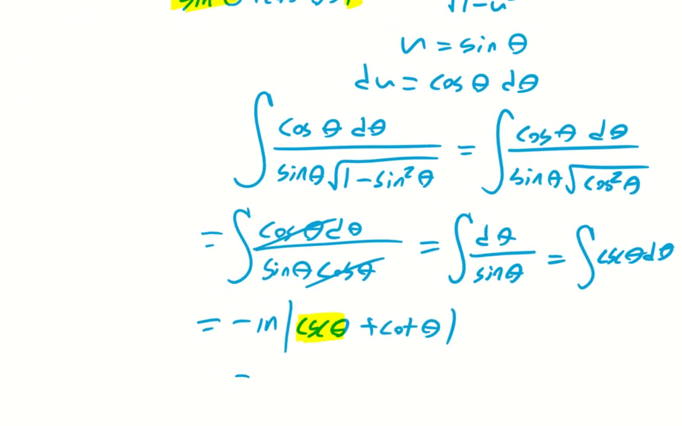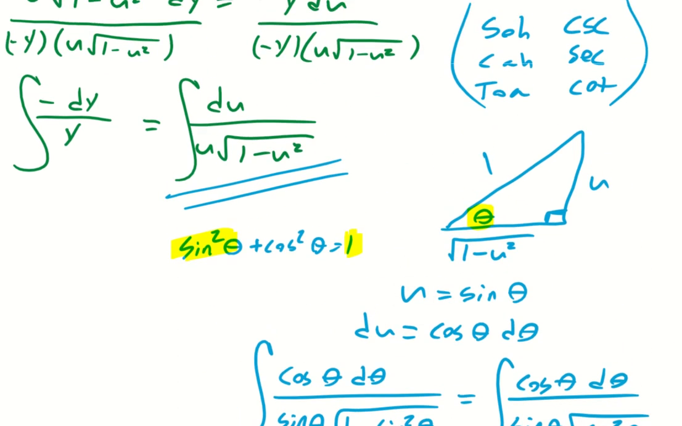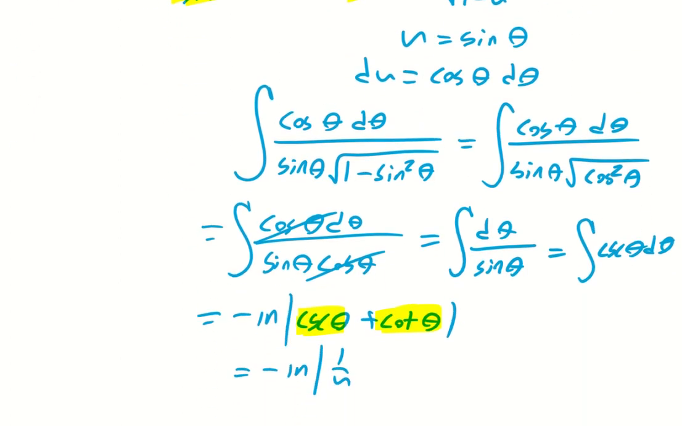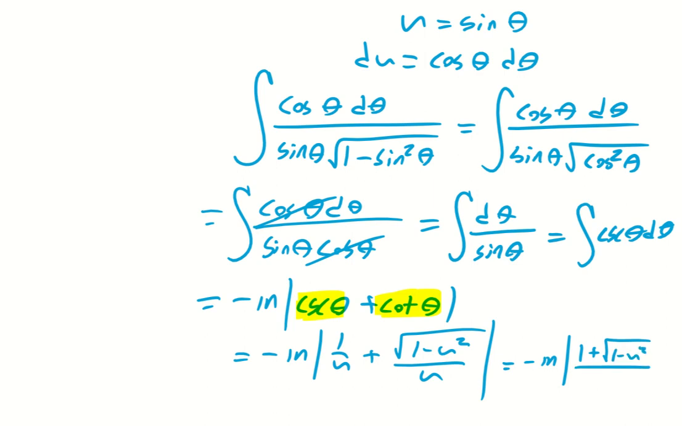So we have minus natural logarithm of the absolute value of the quantity 1 over u. And what is the cotangent of theta? That would just be the adjacent over the opposite. So we have a plus the square root of the quantity 1 minus u squared over u. And of course these have the same common denominator, so that's just minus natural logarithm of the absolute value of the quantity 1 plus the square root of the quantity 1 minus u squared over u.